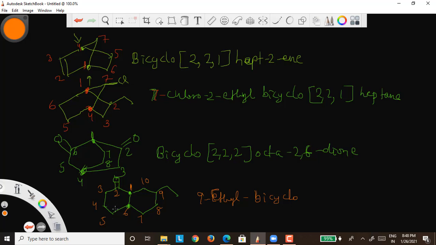This side 4, 4, 8. So bicyclo you can write 4, 4, 0. Why 0? Between the two bridges, there is no extra carbon. 4, 4, 0. And this is 8 plus 2 bridgeheads, 10. So decane.